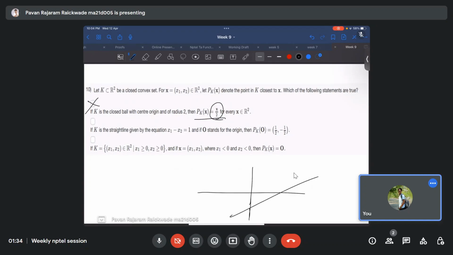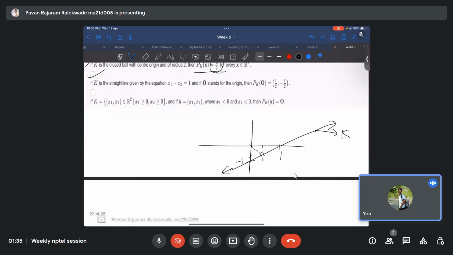Now K is a straight line given by x1 minus x2 equals 1. This is the line. This is minus 1, this is plus 1. This is your K, you can say. Then you want the closest point to the origin. By basic geometry, this is just the midpoint, the half, minus half. So this is correct.